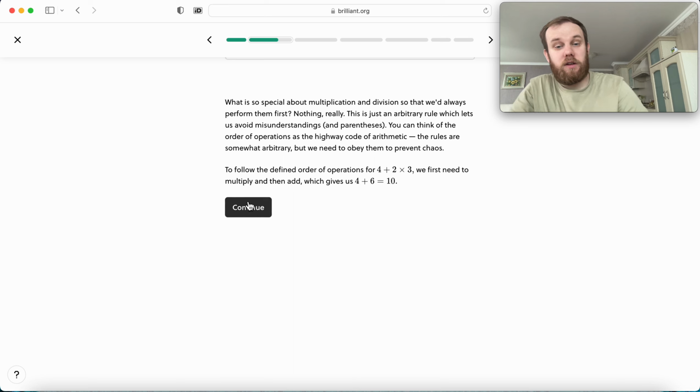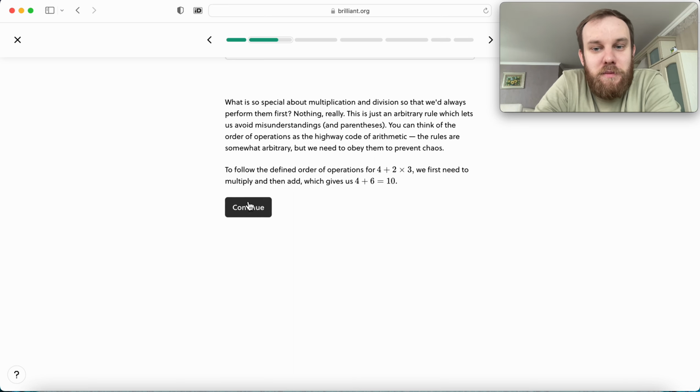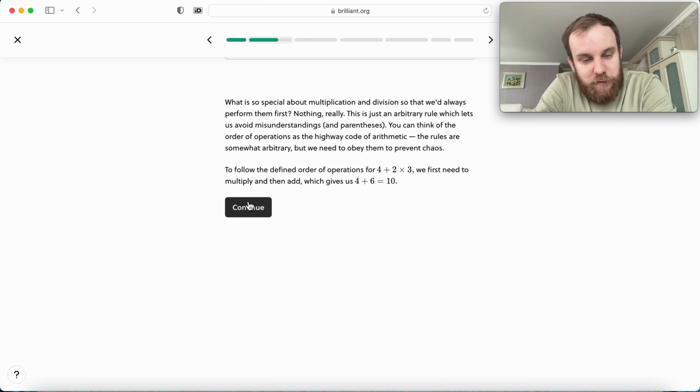Nothing really. Okay, it's fair enough. This is just an arbitrary rule which lets us avoid misunderstanding. And parentheses. You can think of this order of operations as a highway code of arithmetic. The rules are somewhat arbitrary, but we need to obey them to prevent chaos. Okay. Fair enough.